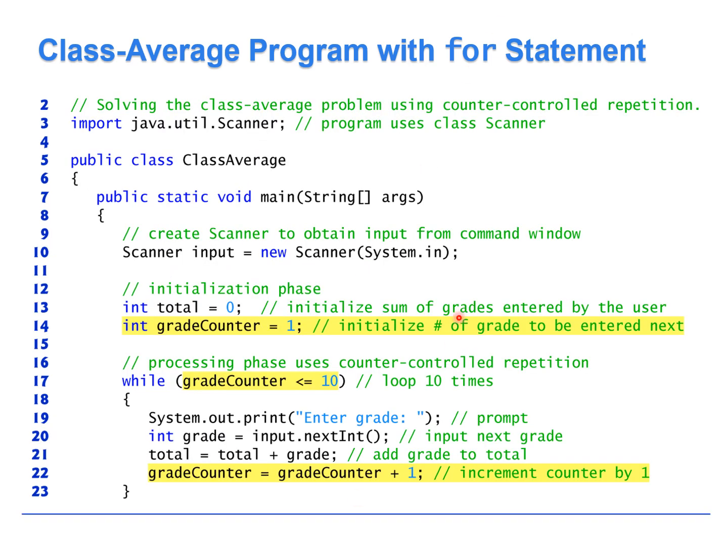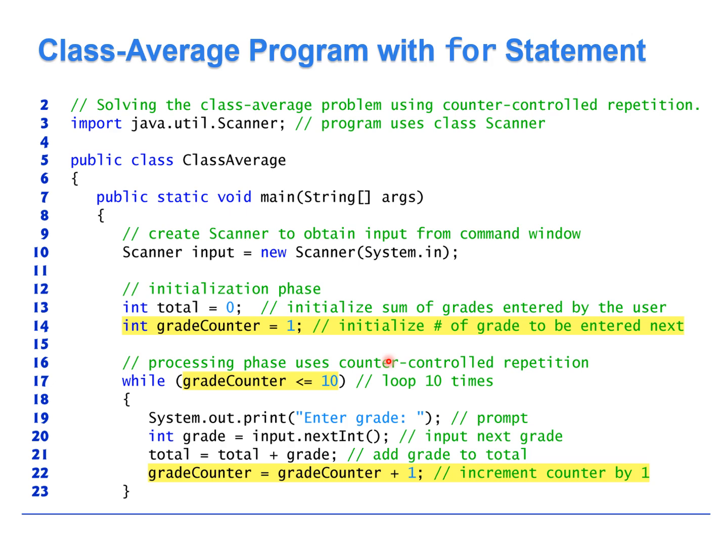This is the first part of the class average program that we had implemented using the while loop. Here we place the initialization of a grade counter variable before the while statement and place the increment of the grade counter variable at the end of the while statement's loop body. We now rewrite this program using the for statement.